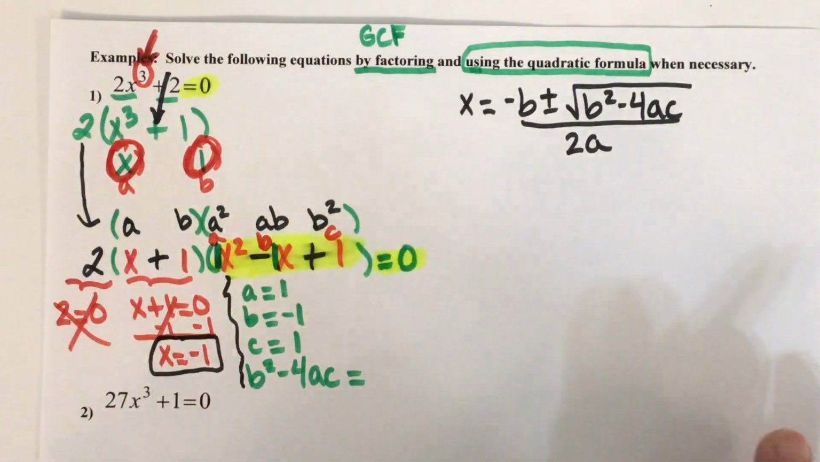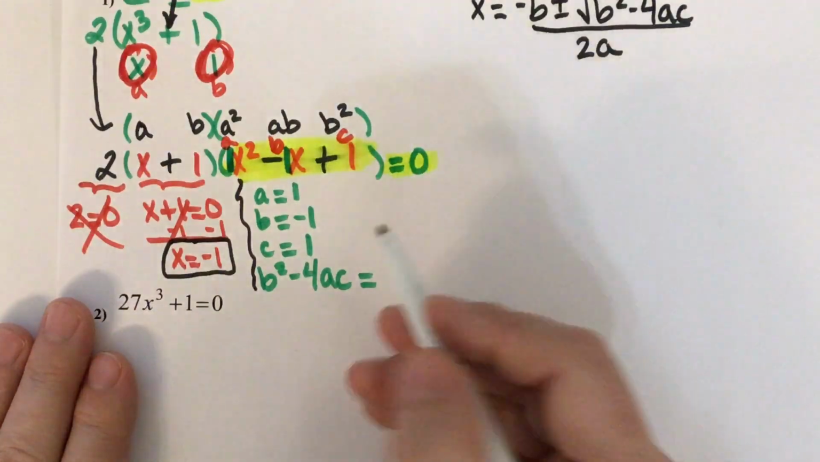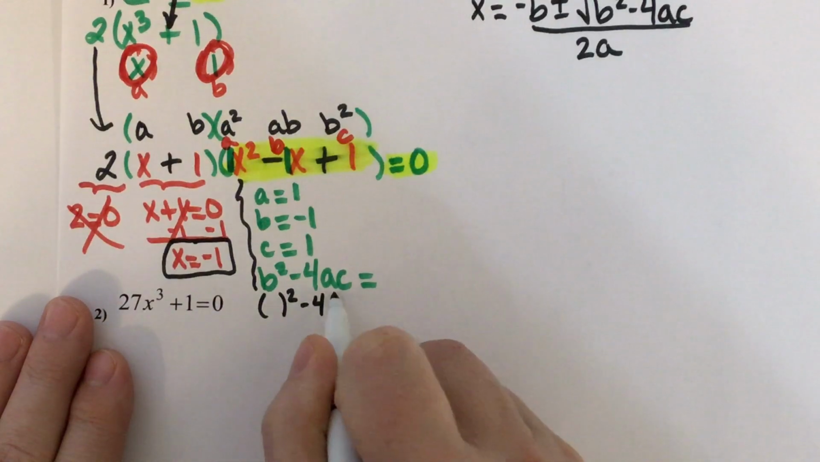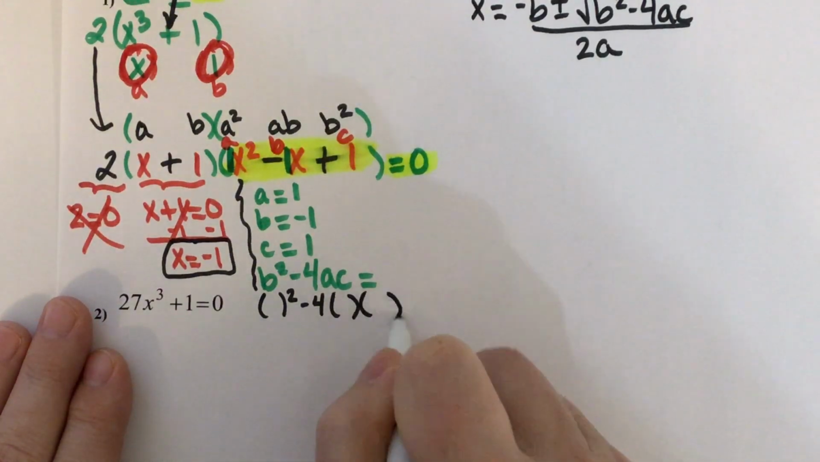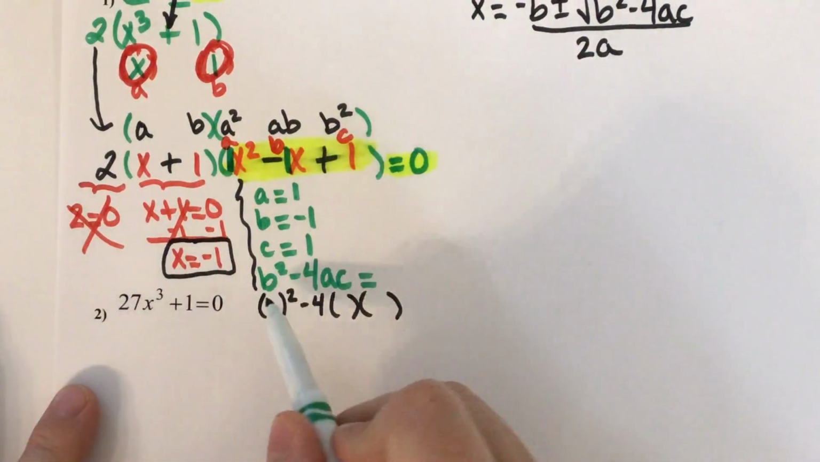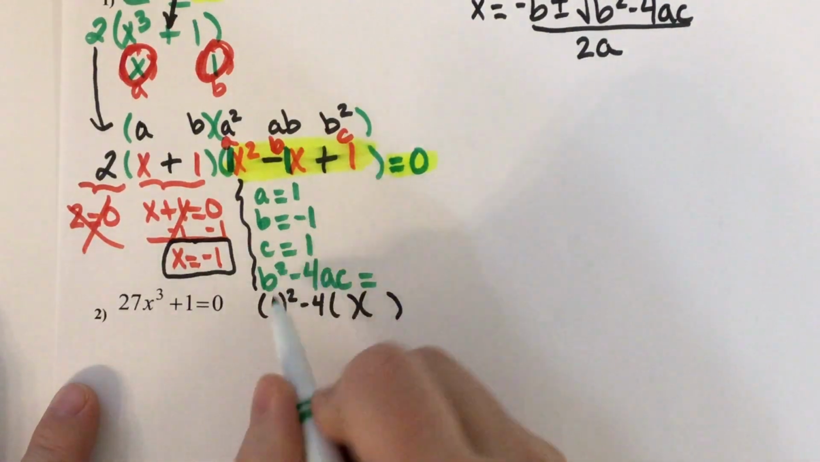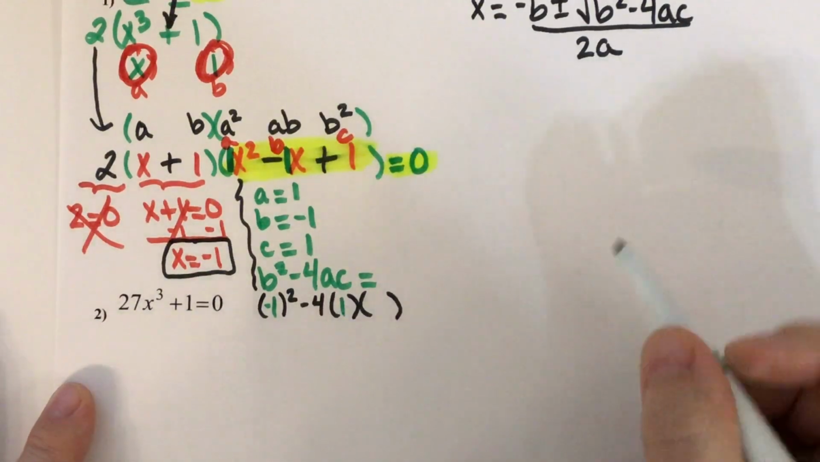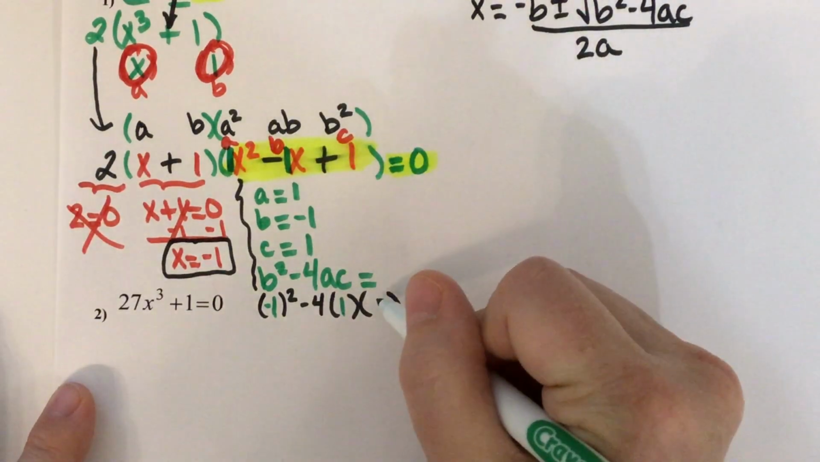Now, this is when I use my calculator to help me. But we need to have parentheses where the b is, parentheses where the a is, and parentheses where the c is, or the calculator won't give us the right answer. Okay, so we already said b was a -1. We already said a was a +1. And we already said c was a +1.